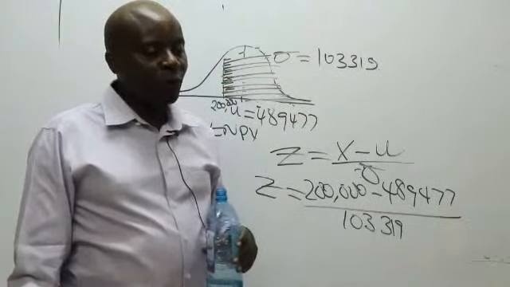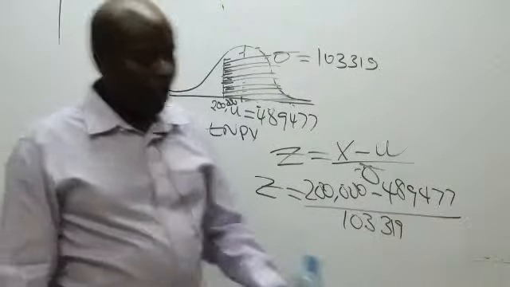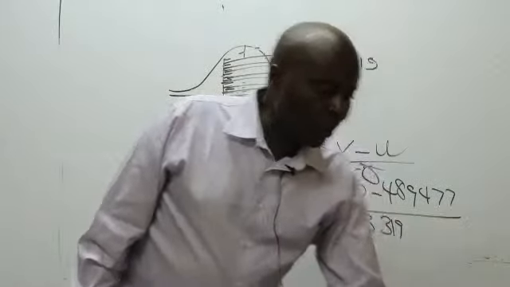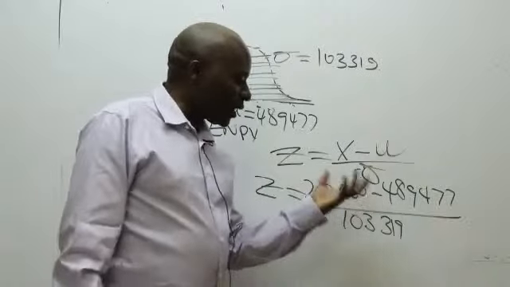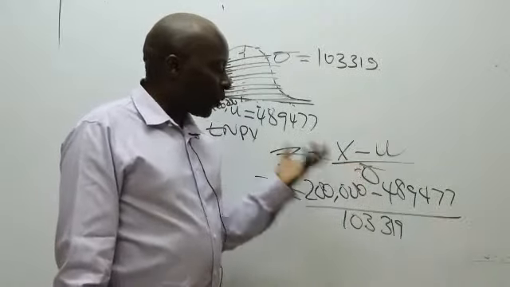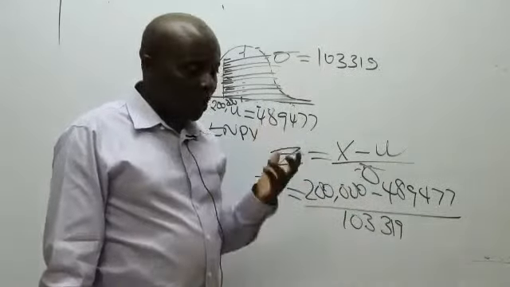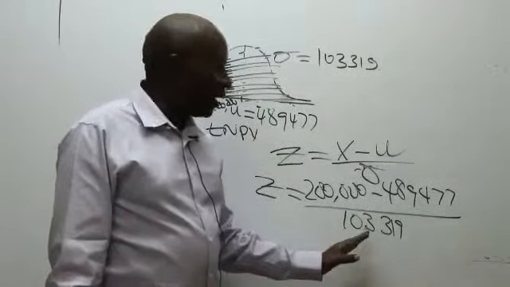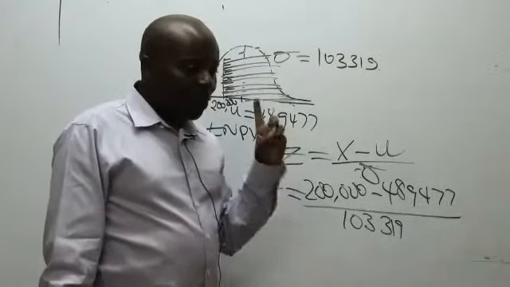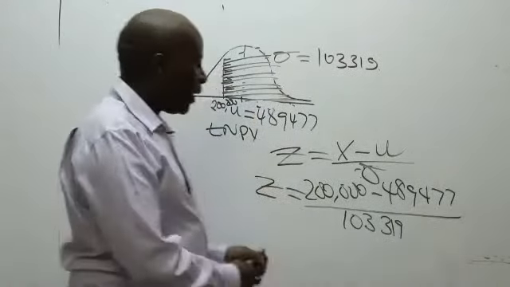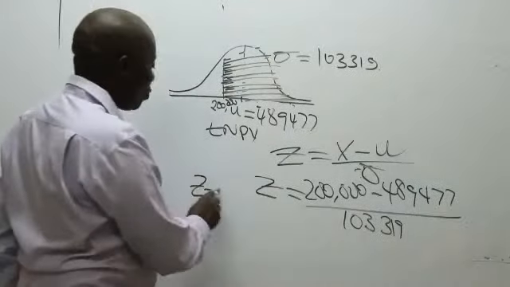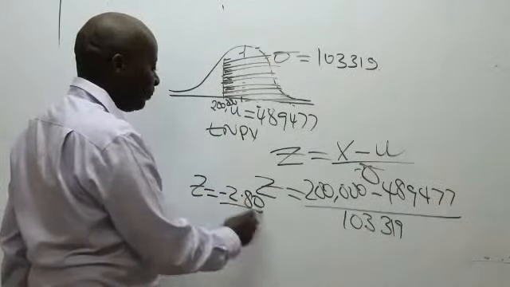Karen says minus 2.80. Minus 2.80. So please remember, as you're calculating this Z, first of all, you must give us the numerator difference alone. You say 200,000 minus 489,477 equals whatever you get there, you divide now by 103,319. So all of us, thank you, Stephen. All of us, I hope you're able to get a Z of negative 2.80.